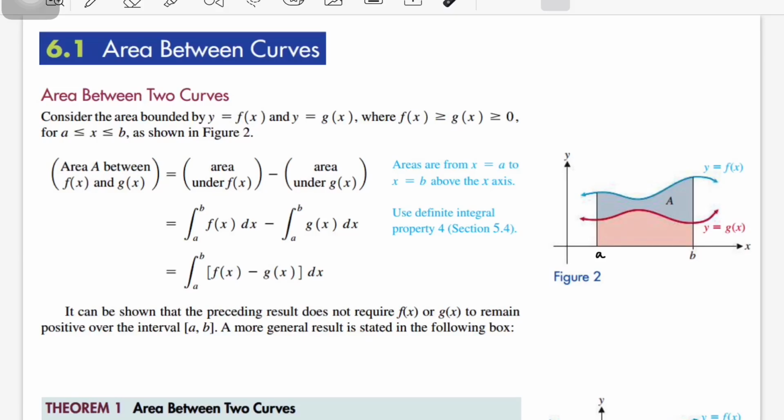In this video, we're going to go over section 6.1 from our textbook, which just talks about the area between curves. So this video might be a little shorter. We're just going to do a few examples of this. But first, let's look at this here.